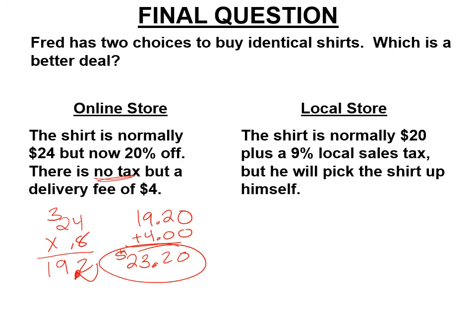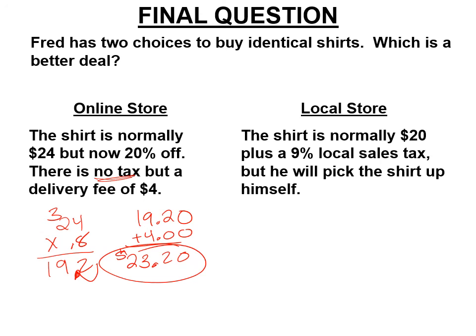But he walks over to his local store. The shirt is normally $20, but a 9% local sales tax. Now you add that, right? You add that. Notice when we add the delivery fee to the price.